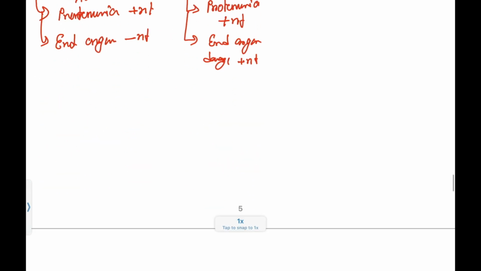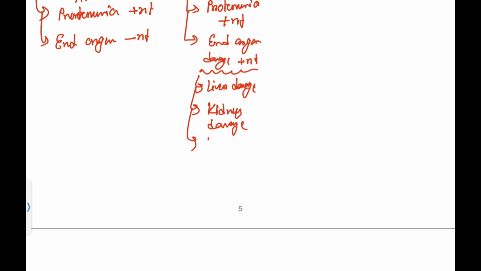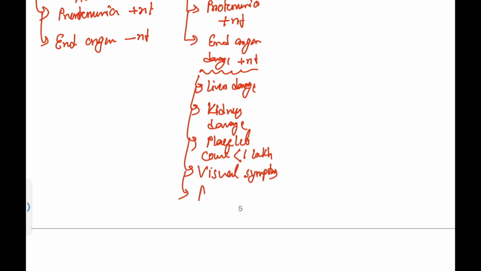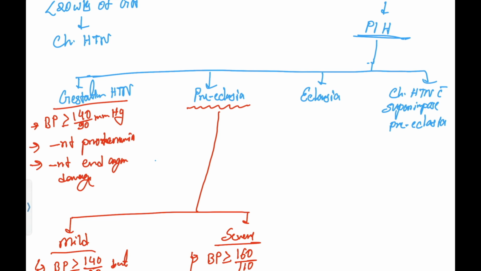Now, what are the features of end organ damage? End organ damage means liver damage, that means liver enzymes will increase more than 2 times. Kidney damage means serum creatinine value will be more than 1.1. Then platelet counts will be less than 1 lakh. Then visual symptoms will be either blurring of vision or diplopia, and then pulmonary edema. Those are the features of end organ damage. Okay? Then again, this is preeclampsia mild form and severe form.